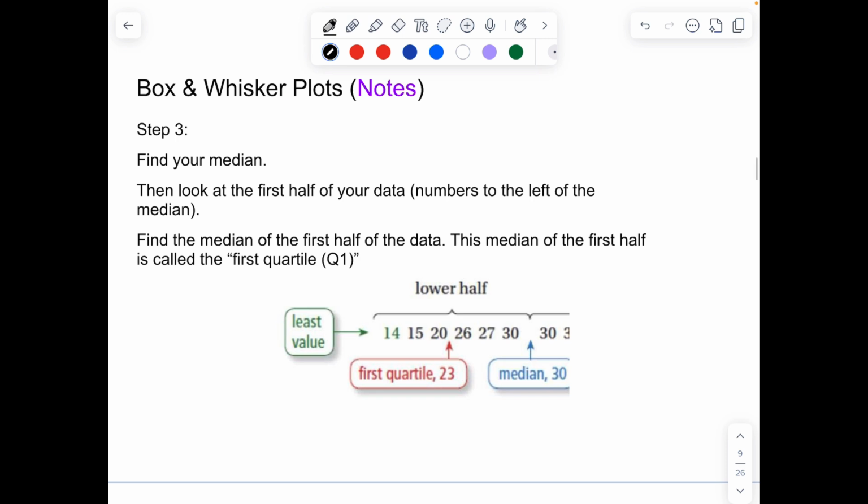Step number 3 is to find your median. Recall, to find your median, you put your data in order, which we already did. Then you cross off one number in the front of the list and one number in the back of the list. When you get to the middle of your list, that is your median. In this case, for this data, our median is 30.